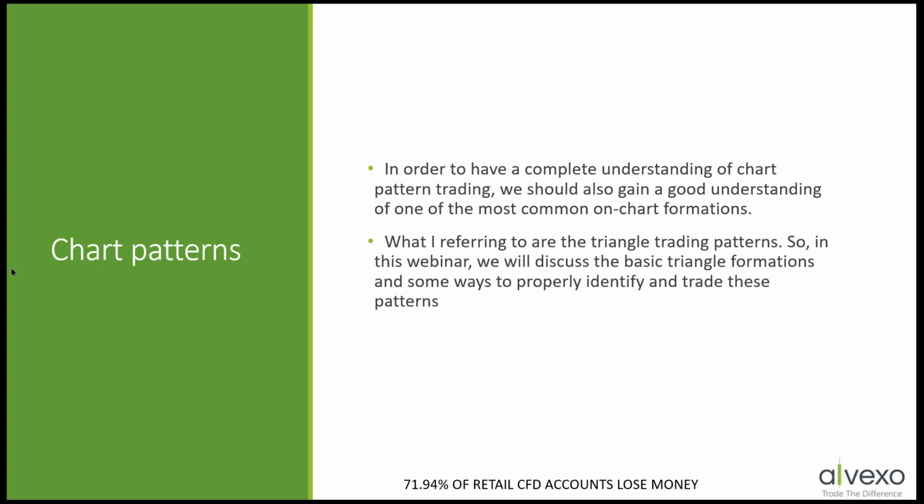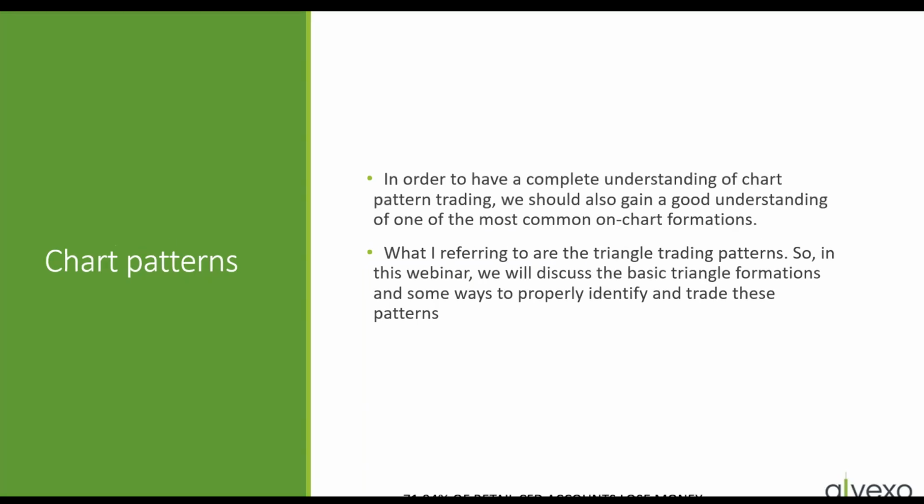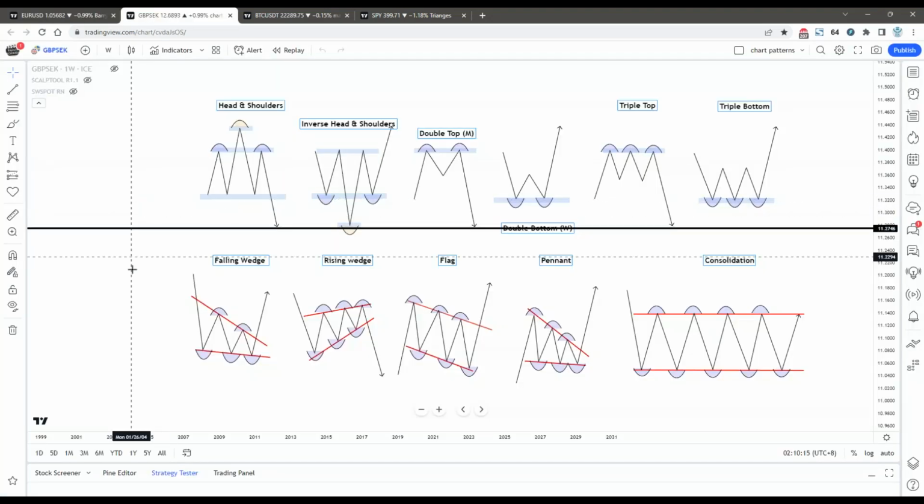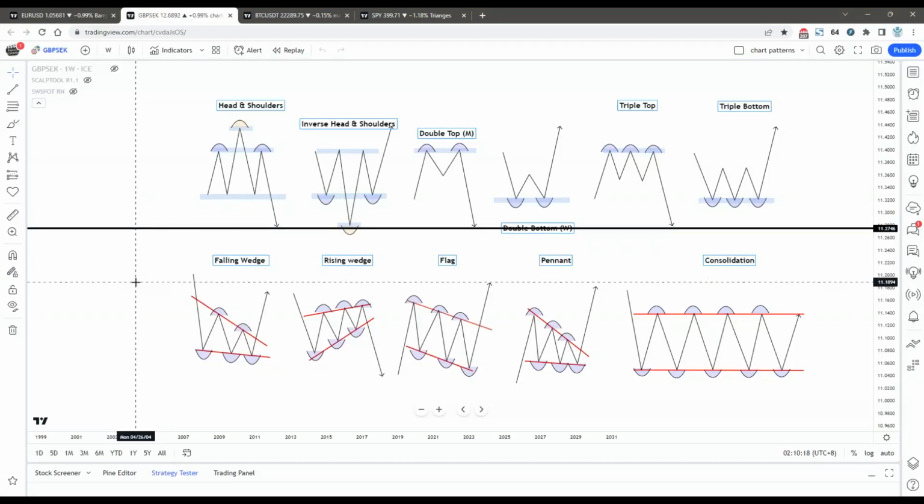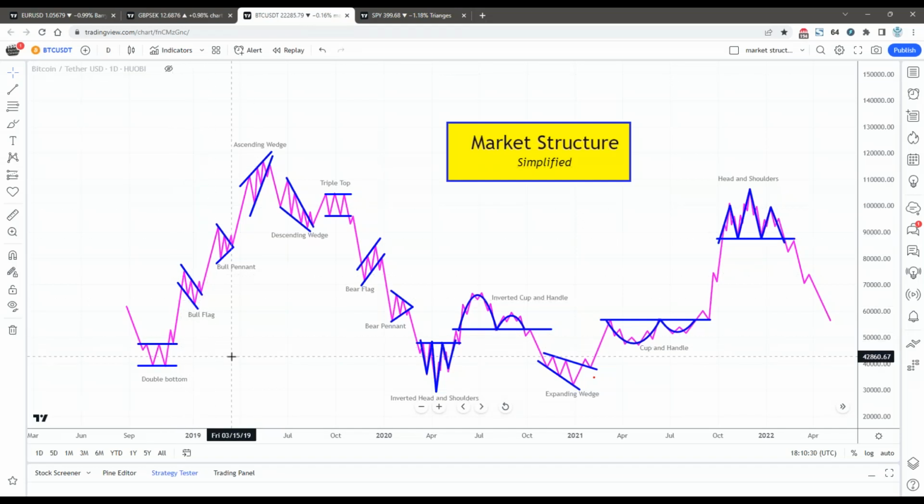In fact, let me pop up a chart I have here for you. Oh, come on, computer. There we go. Here's just some of them. The head and shoulders, the inverted head and shoulders, double tops, double bottoms, triple tops, triple bottoms, falling wedge, rising wedge, flags, pennants, consolidation. They're all considered chart patterns. But these are the primary ones that fall into what we call market structure.